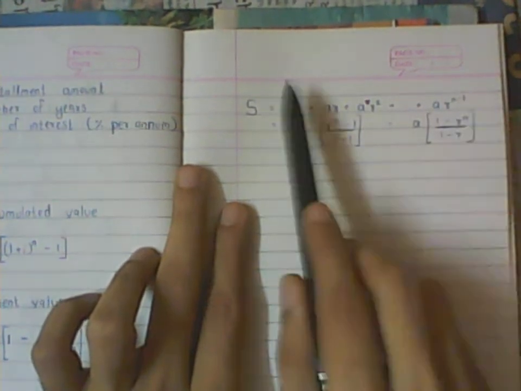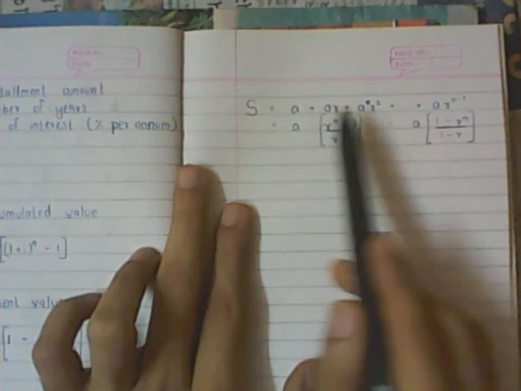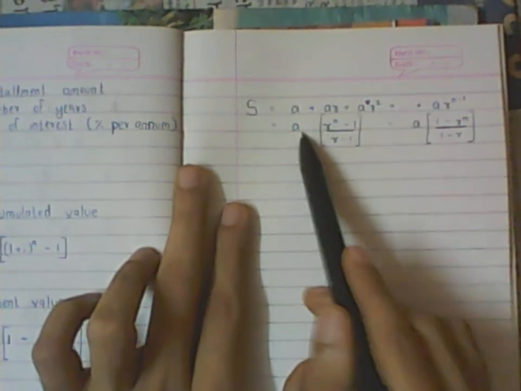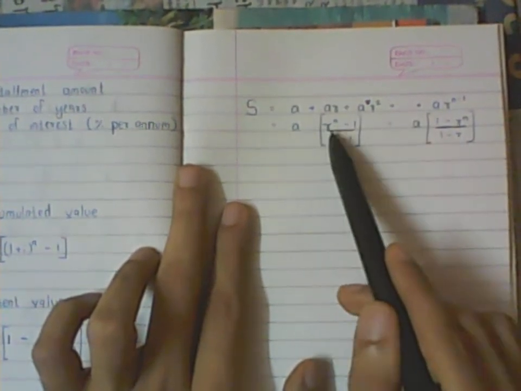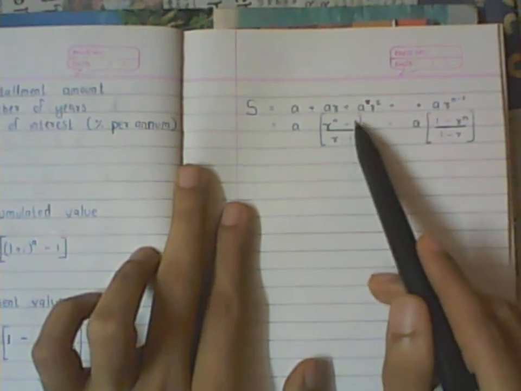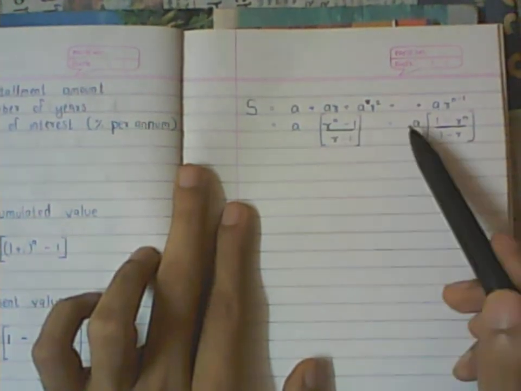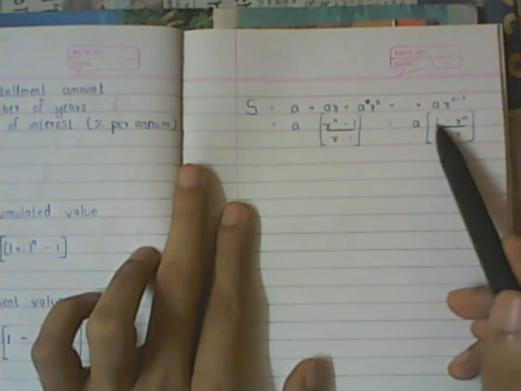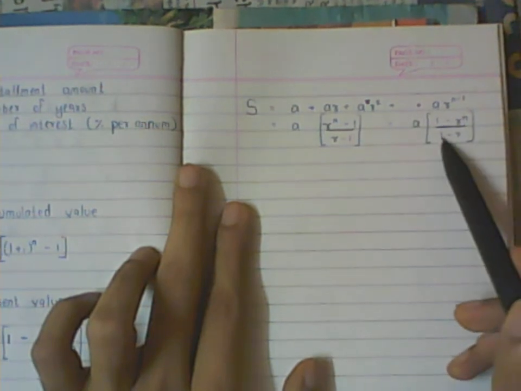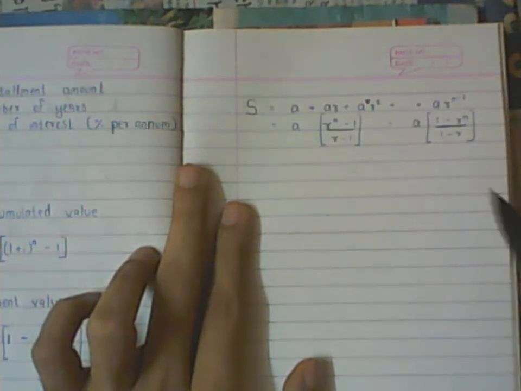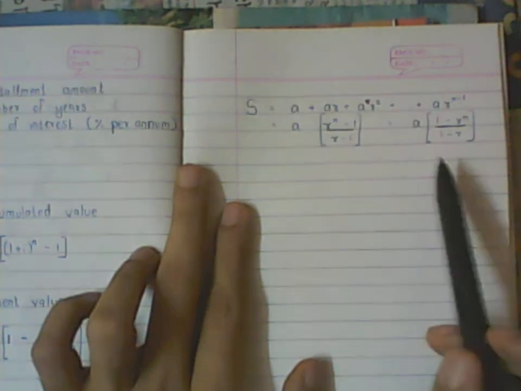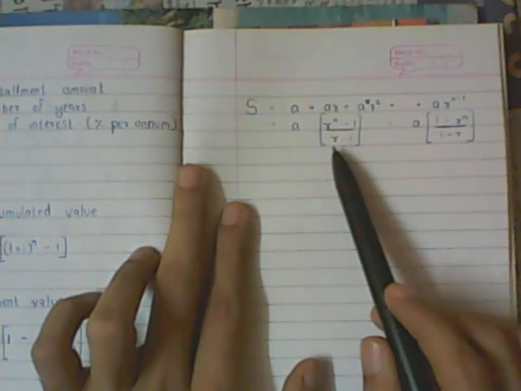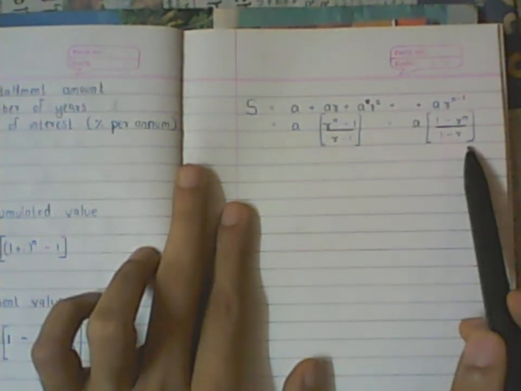So from the theory of geometric progressions, we know that this sum can be written as these two formulas. This is A times (R raised to n minus 1) divided by (R minus 1), and it can also be written as A times (1 minus R raised to n) divided by (1 minus R). And I know some people say that you should use one formula when you have R greater than 1 and the other formula when you have R less than 1.